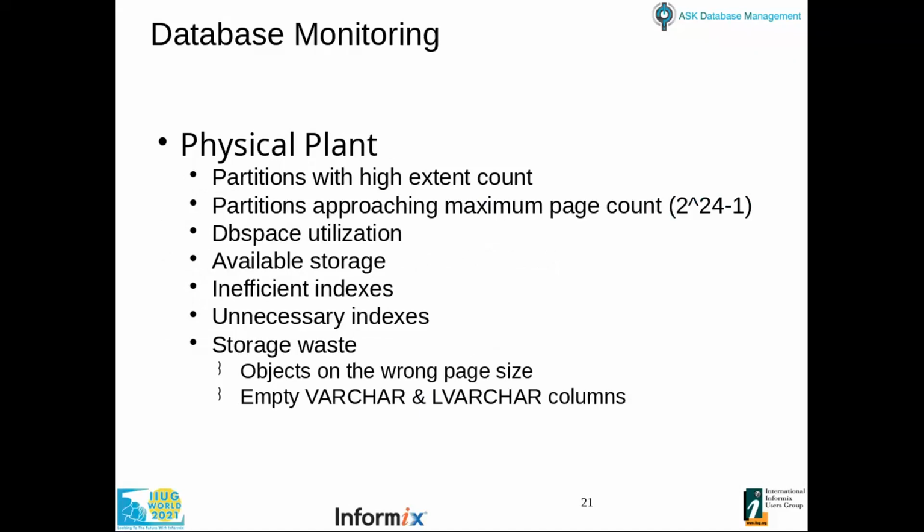You want to also monitor your physical plant, and that includes the number of extents in your data partitions, in your tables, and in your indexes. Are any of your table partitions approaching the maximum page count limit, right? The 16 million roughly pages that a data partition can hold. Do we have to look at moving the table to wider pages or partitioning it?